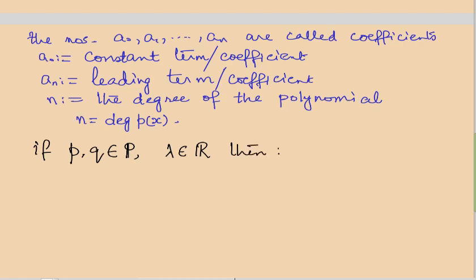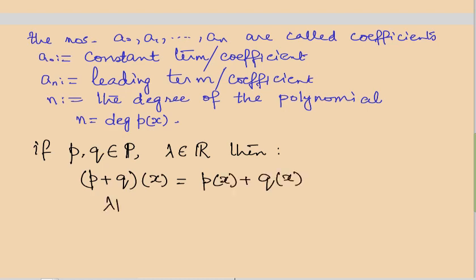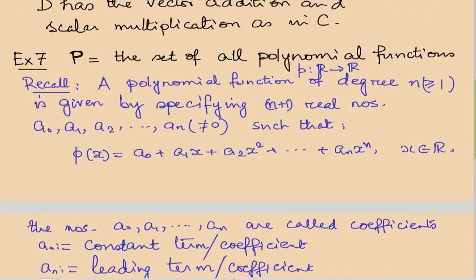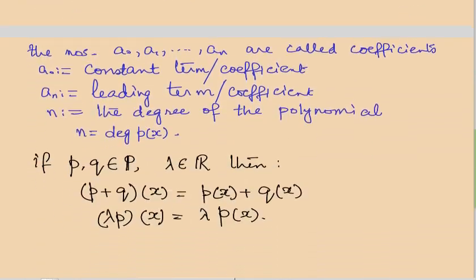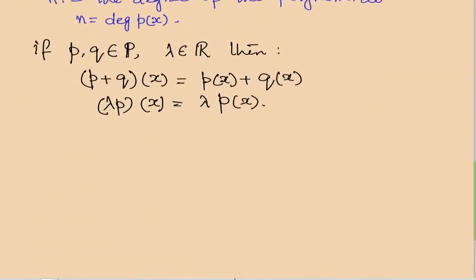then the sum of two polynomials is quite simple. Take it pointwise again, and the scalar multiplication is also simple. Take it pointwise again. So that makes this a vector space. There's another example.